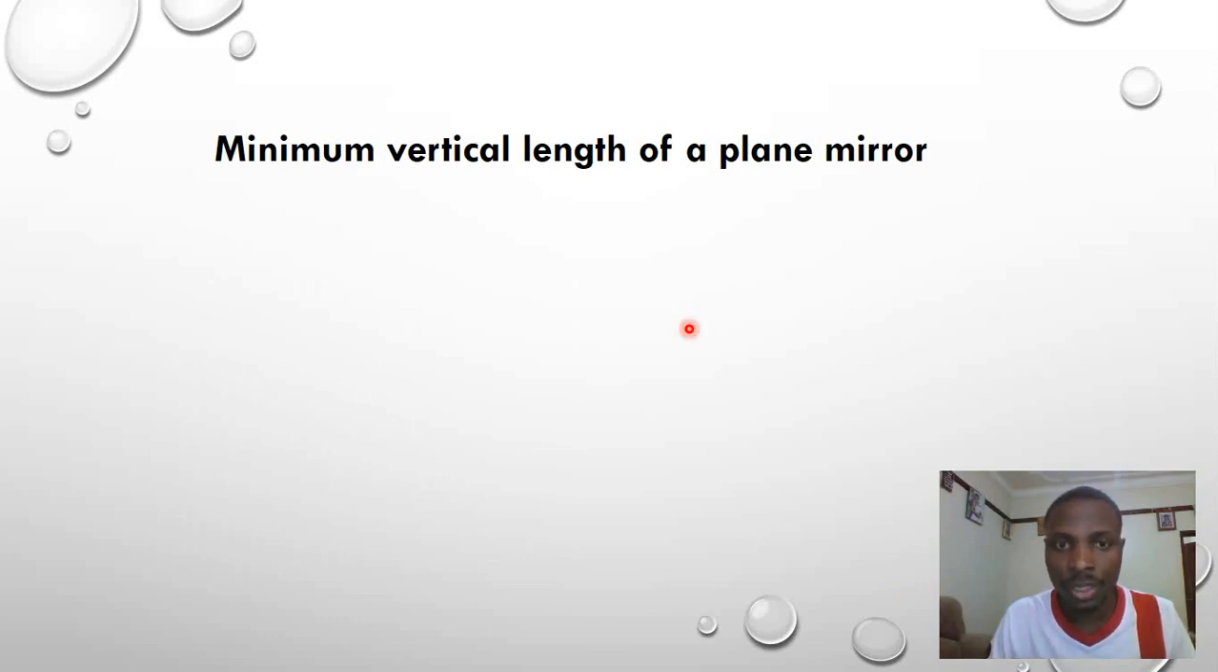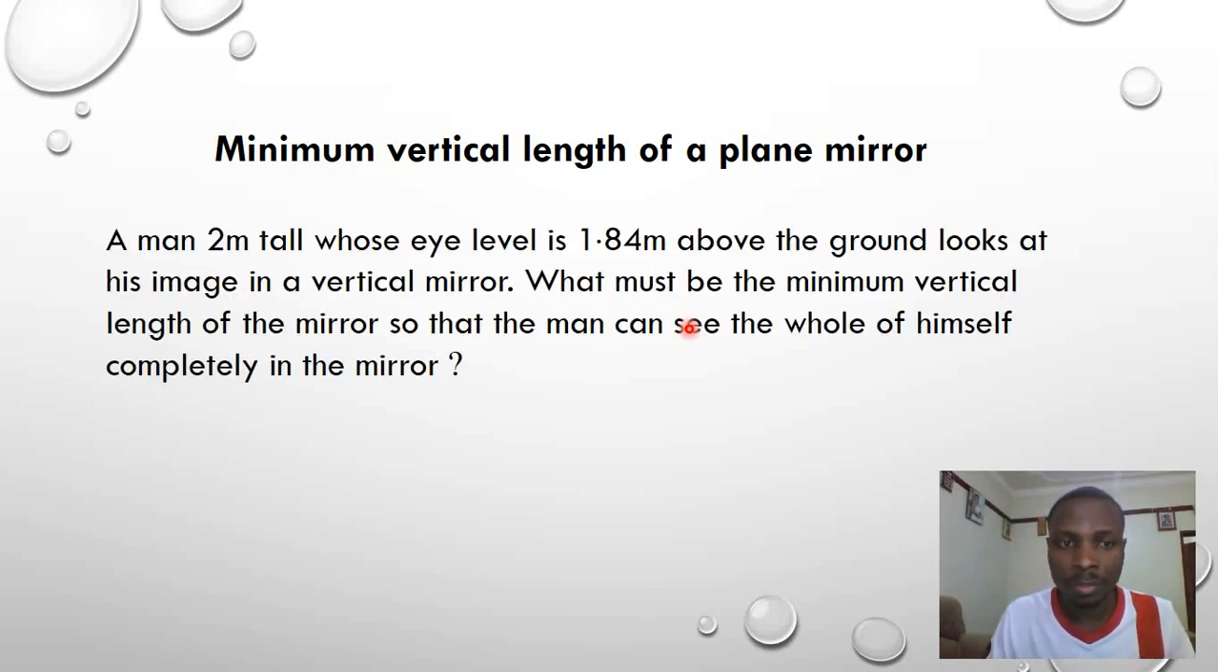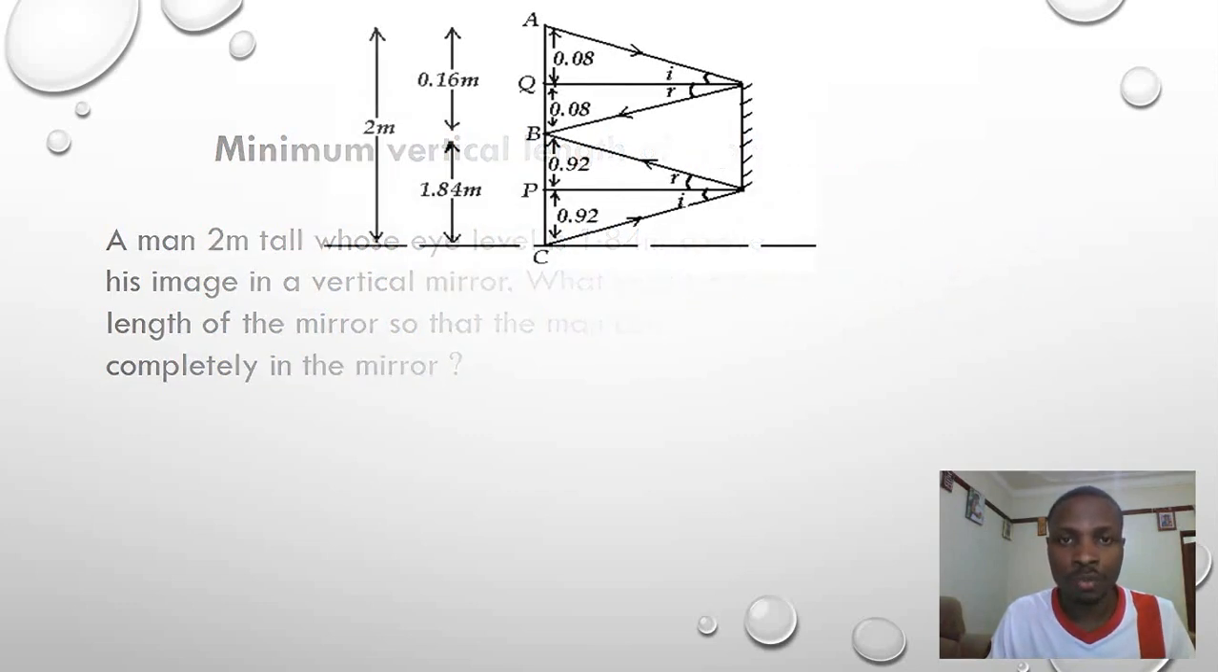So here we want to see what will be the minimum length of the plane mirror that an object can be seen completely, or a person can see himself completely. Let us look at this example to understand that. We have a man 2 meters tall whose eye level is 1.84 meters above the ground. He looks at his image in a vertical mirror. What must be the minimum vertical length of the mirror so that the man can see the whole of himself completely in the mirror? Now let us look at the diagrammatic interpretation of that question.